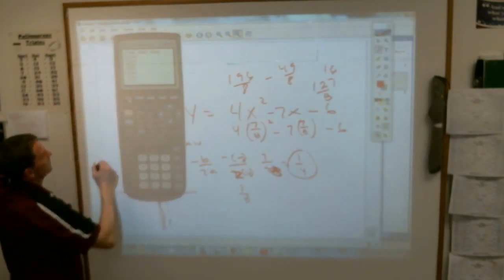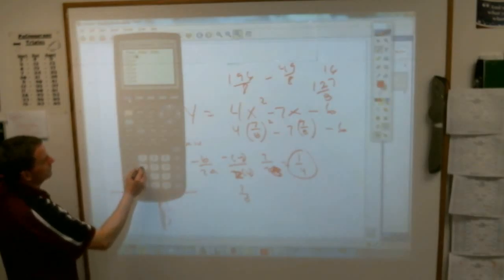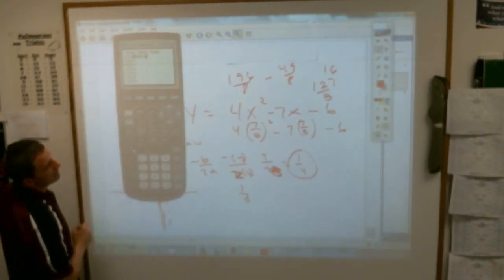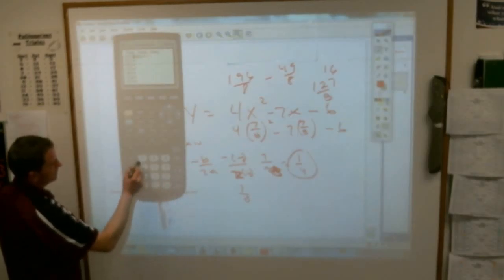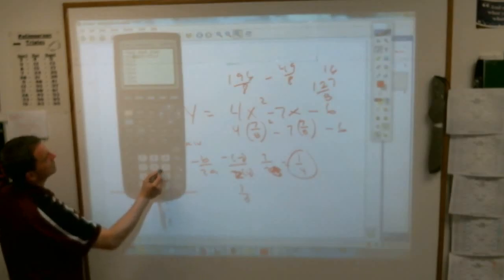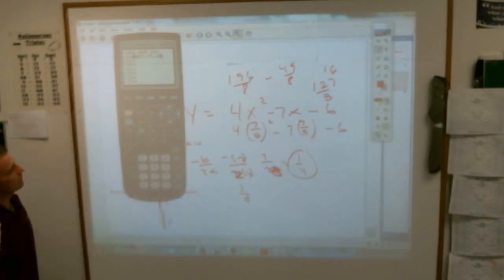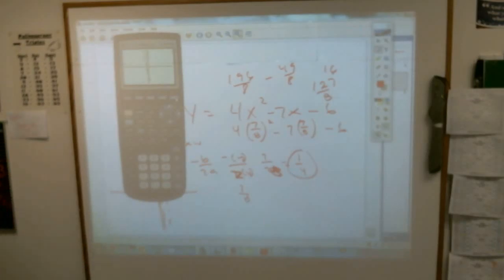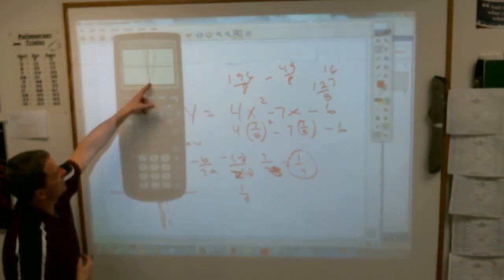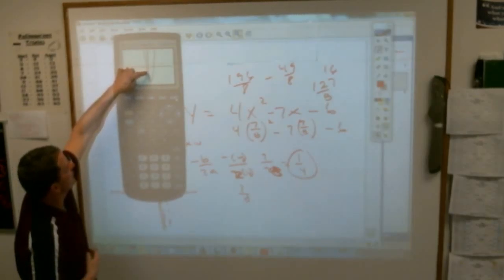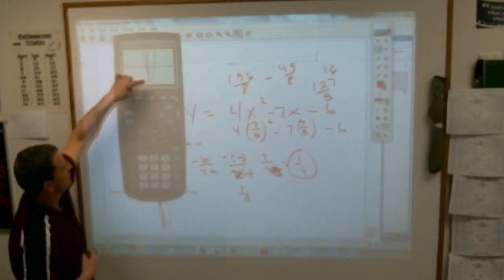RAM cleared. We're going to graph what? 4x squared minus 7x minus 6. Ready? Drum roll, please. Wow. No, look, and I was right. The axis of symmetry is there at 7/8, and it drops down. The min is 1, 2, 3, 4, 5, 6, 7, 8.